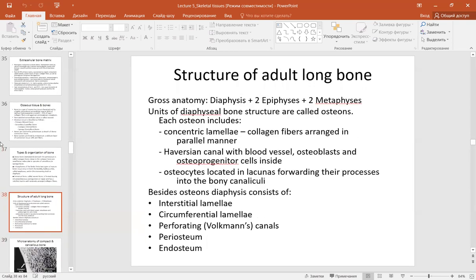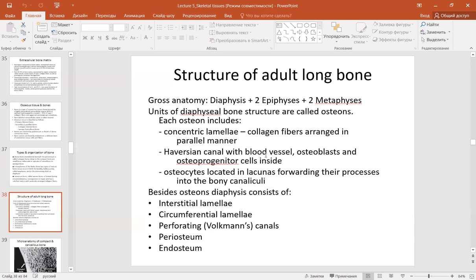Structure of adult long bone. Gross anatomy including diaphysis, two epiphyses, and two metaphyses, or metaphyseal plates. Units of diaphyseal bone structure are called osteons. Each osteon includes concentric lamellae, collagen fibers arranged in a parallel manner. So lamellar bone consists of collagen fibers which have parallel orientation in space.